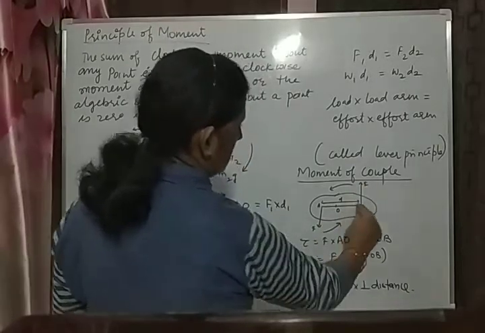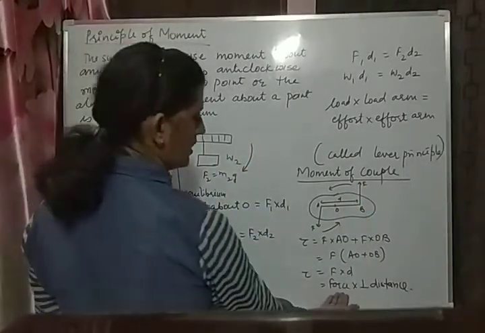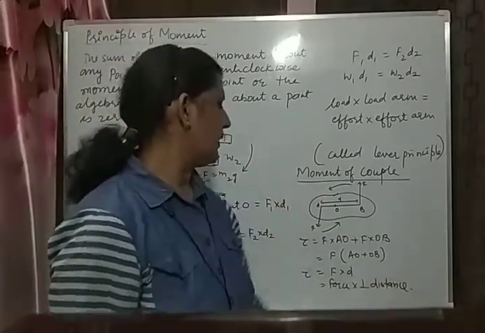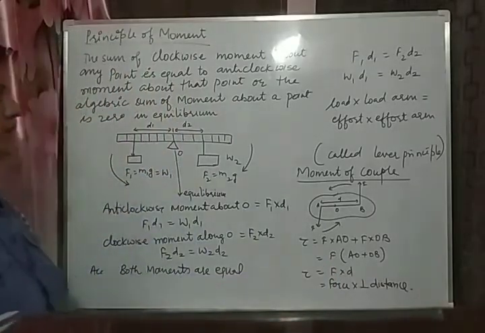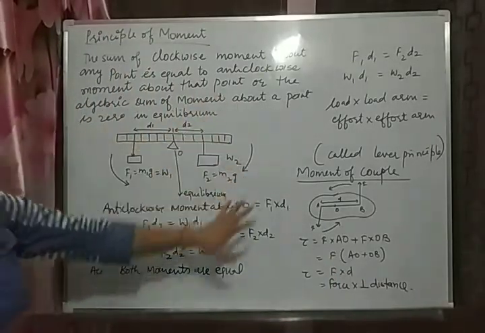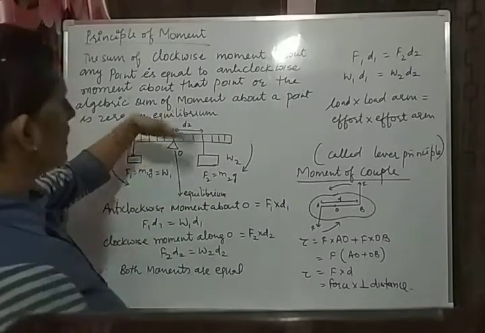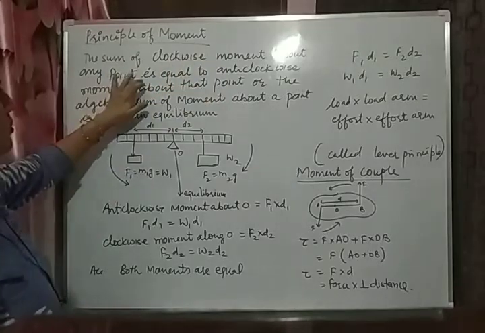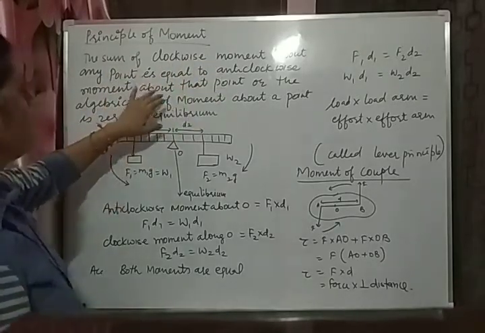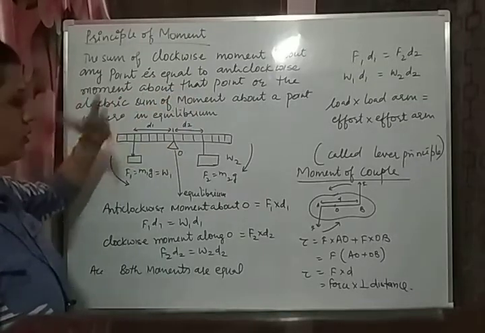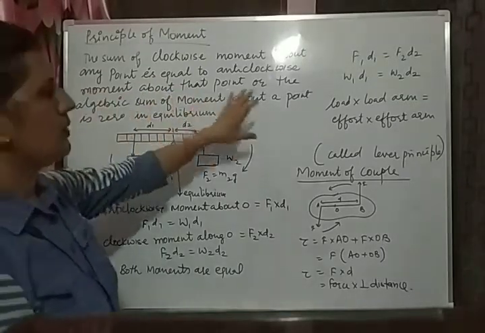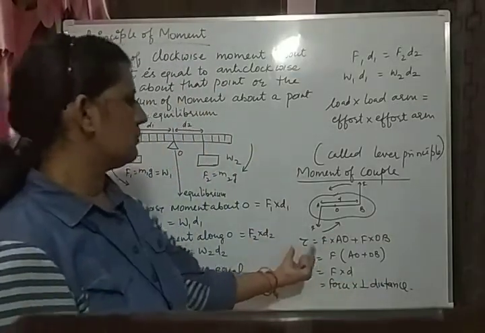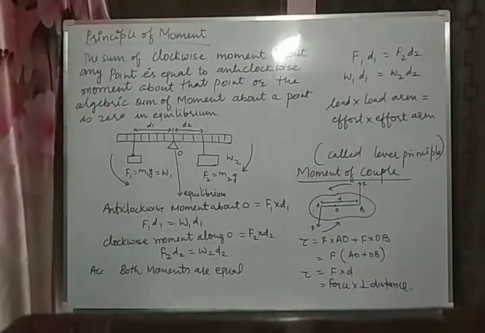The force and the distance are perpendicular to each other. You can write it as force into perpendicular distance. So the torque can be written as the force into perpendicular distance, which we already know. From this complete expression, we can now understand the definition better. The sum of clockwise moments about any point is equal to the sum of anti-clockwise moments at that point, or you can say the algebraic sum of moments about a point is equal to 0 if no external force is there, if the system is in equilibrium. Got it?